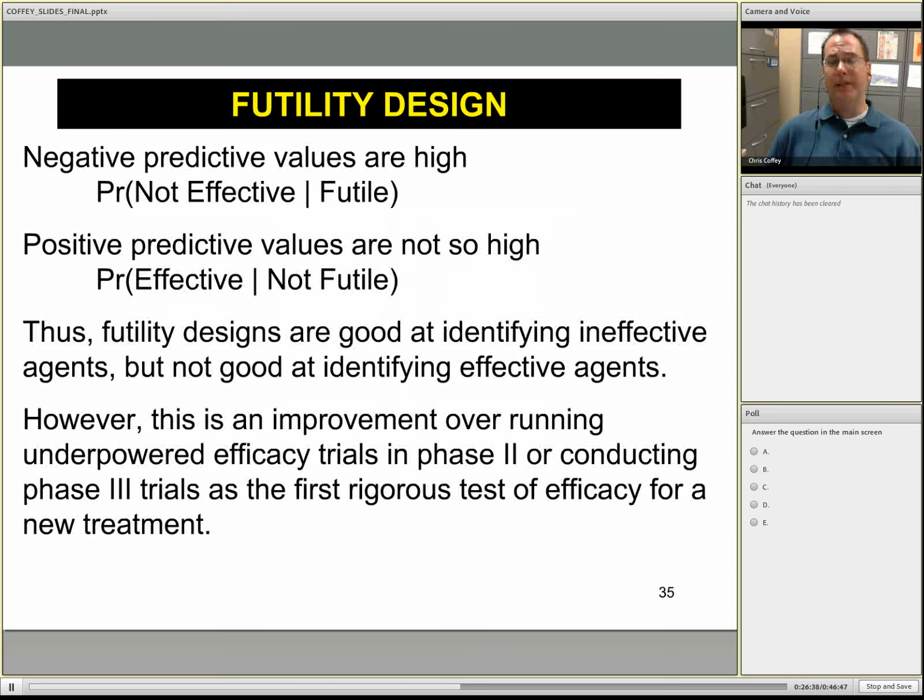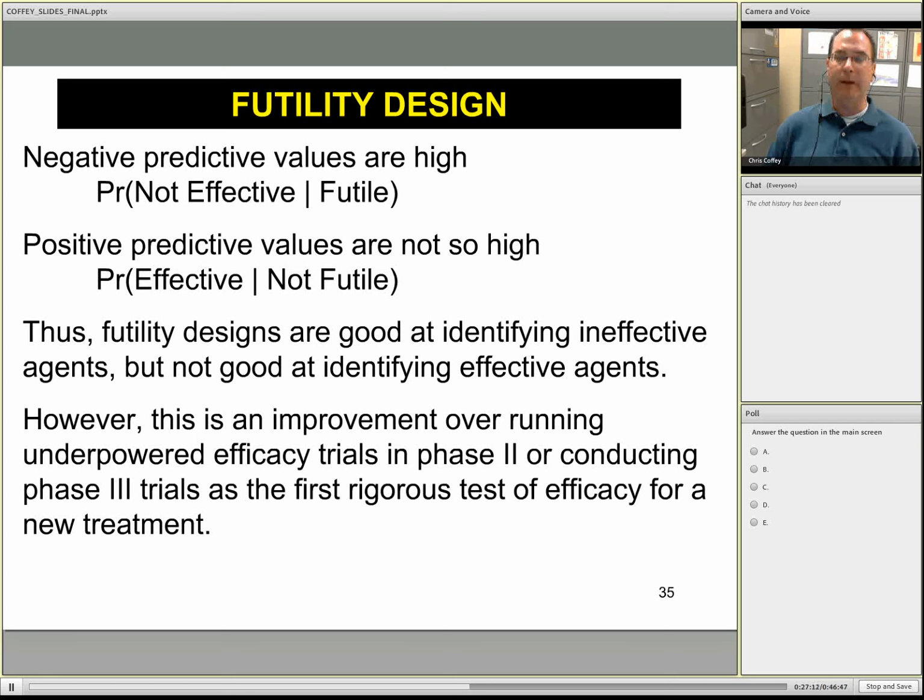With futility designs, the way that they're typically set up, negative predictive values are high, and that's to address those concerns with the type 1, type 2 errors. So with most futility designs, if you declare futility, the probability that the treatment is not effective is pretty high. But the positive predictive values are not that high because you haven't powered the study to show efficacy. So the probability that it's effective, given it's not futile, is not necessarily a given. So not declaring futility is not the same as showing efficacy.